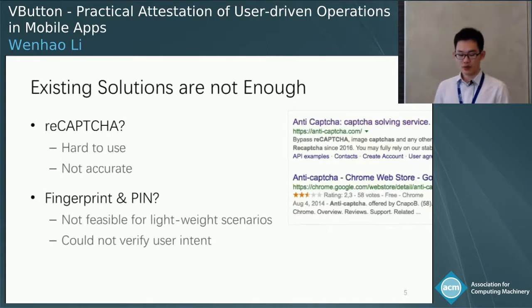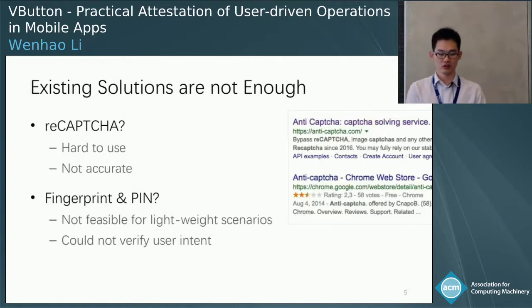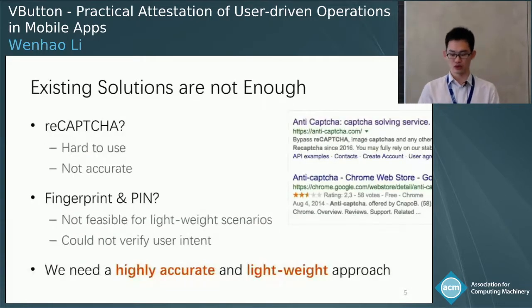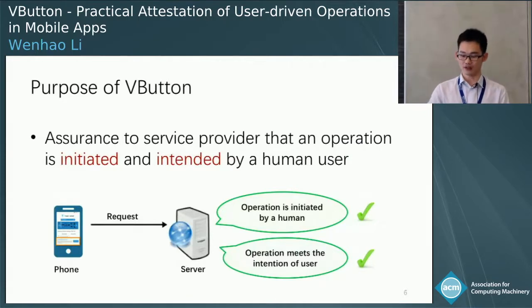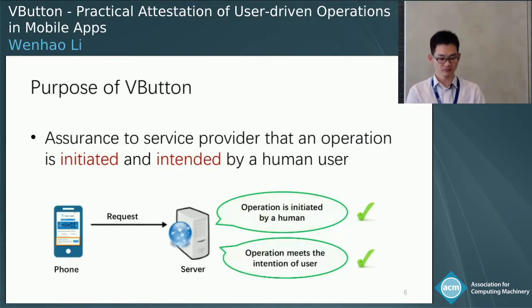PIN and fingerprint authentication, on the other hand, is more accurate, but it is not lightweight because it requires users to authenticate every time they want to do some operation. And besides, it is not intended to verify the user's intention. So we need an approach that could achieve both high accuracy and being lightweight to solve this problem. So the purpose of VButton is to provide assurance to the service provider that an operation is initiated and intended by a human user instead of an unrecognized person.